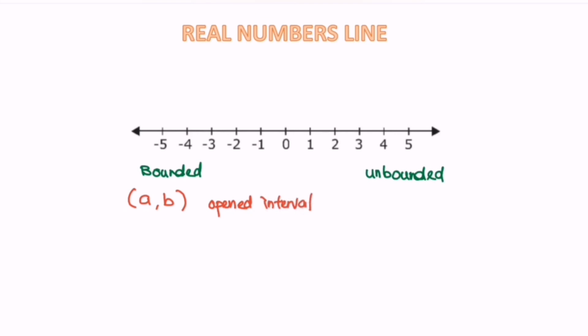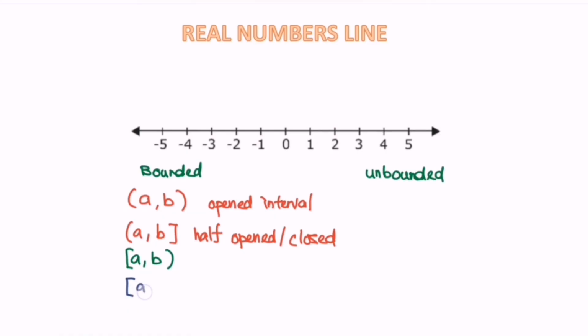Next, we have another example, which is the half open or half closed interval. So the final example for bounded cases will be the closed interval, where we have square bracket for a and square bracket for b. So this is what we call the closed interval.